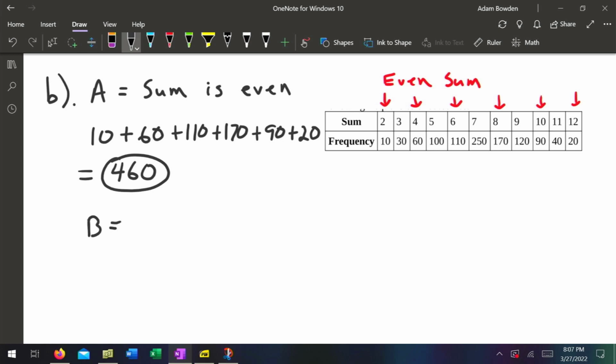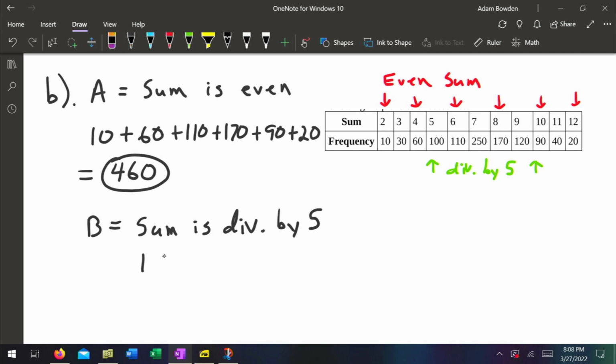Let's let another event B stand for the sum of the two dice is divisible by 5. And so what are the frequencies for that? If you look at the sum is divisible by 5, that would be for the 5 and 10. So the only frequencies we have there are to add together the 100 plus the 90. So a total of 190 times that event occurred in the 1,000 trials.